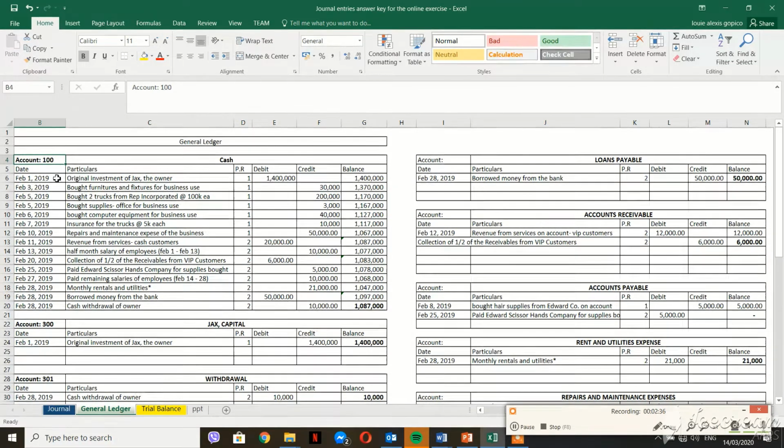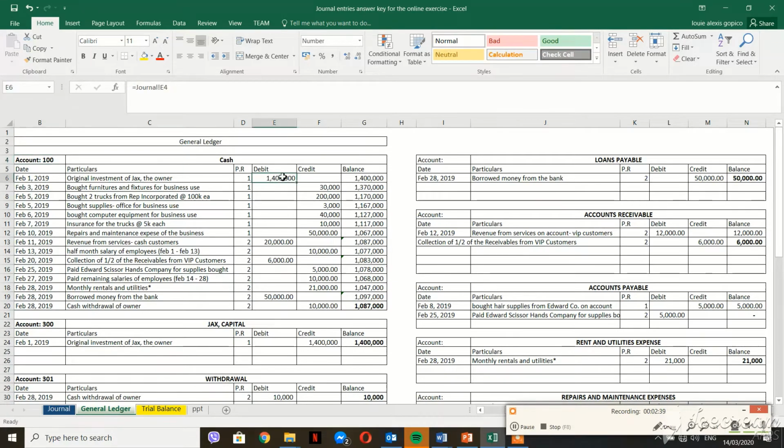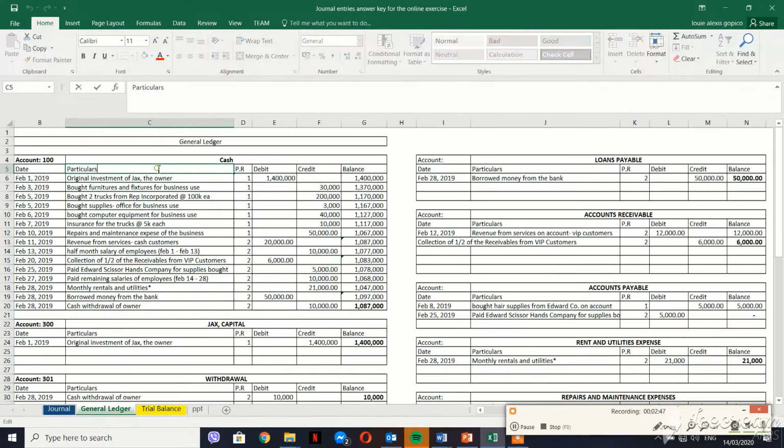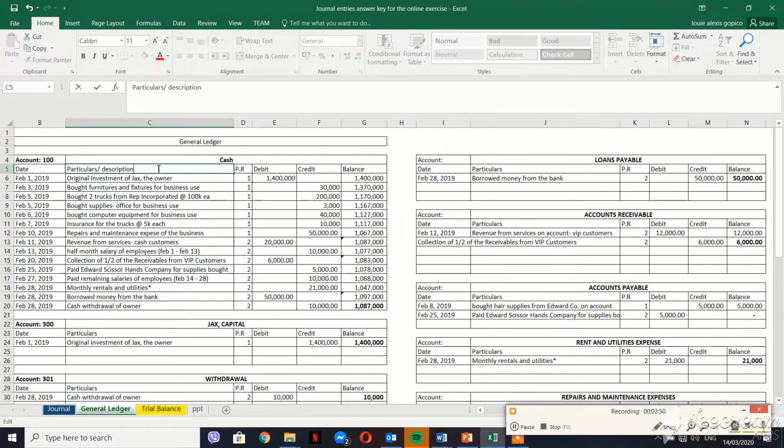Since it is the first transaction, February 1, you debit 1,400,000 because it is the original investment of Jax, the owner. So you will write the particulars or description here, or explanation. Okay, explanation. So we will write it here: original investment of Jax. So debit 1.4 million since it is an increase in asset. Okay, it is an increase in cash. So you just carry forward the balance here. So the balance at the end of February 1 is 1.4 million.